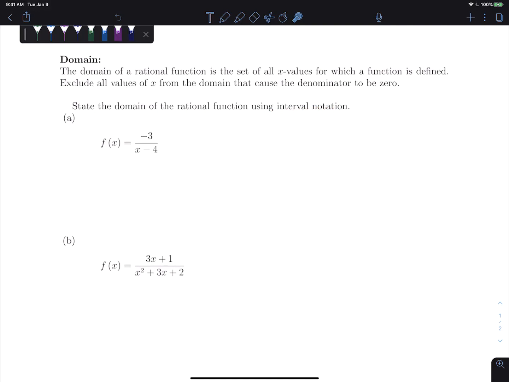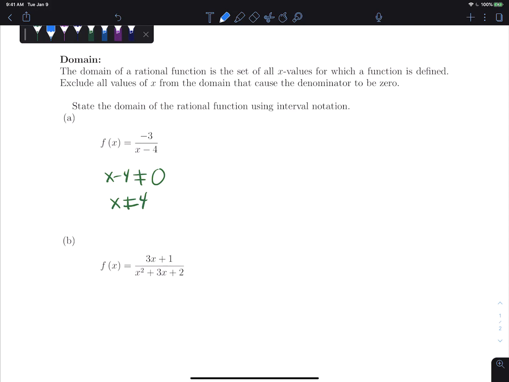Now, in my math lab, it's just going to say x not equal to blah. That's fine. But for now, let's just look at it in interval notation. So basically, to find the domain, we take the denominator, in this case x minus 4, and say that it is not equal to 0. And solve. Add 4 to both sides, so x is not equal to 4.